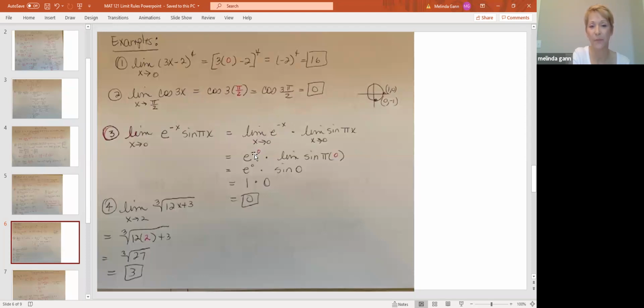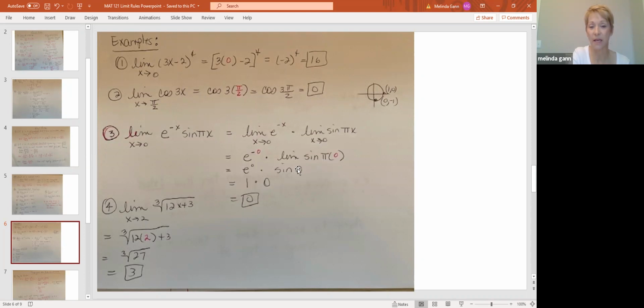Well, now what's the opposite of 0? Isn't the opposite of 0 still 0? And any number to the 0 power is 1. And then remember, I can just take that number and plug it in for that letter. So I plug 0 in for x. Well, 0 times pi is just 0.